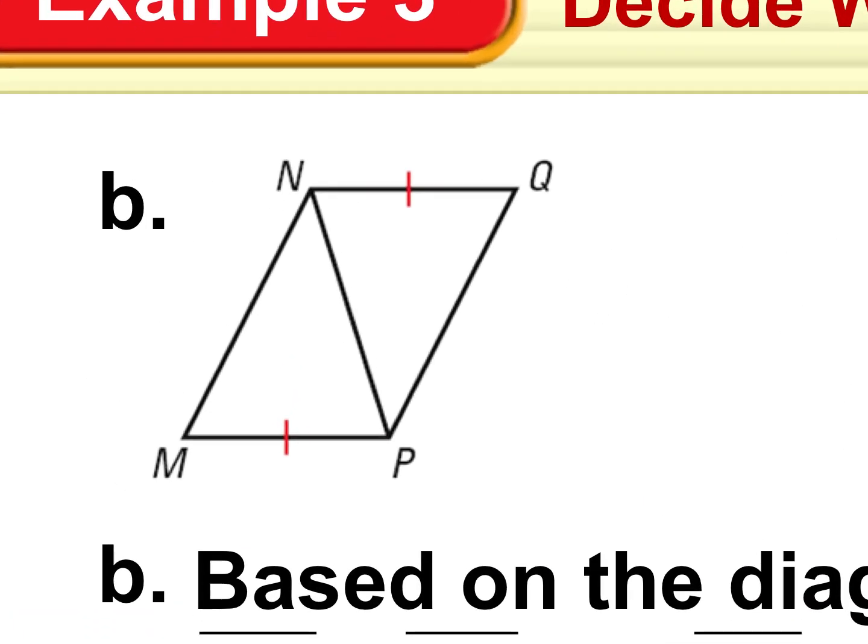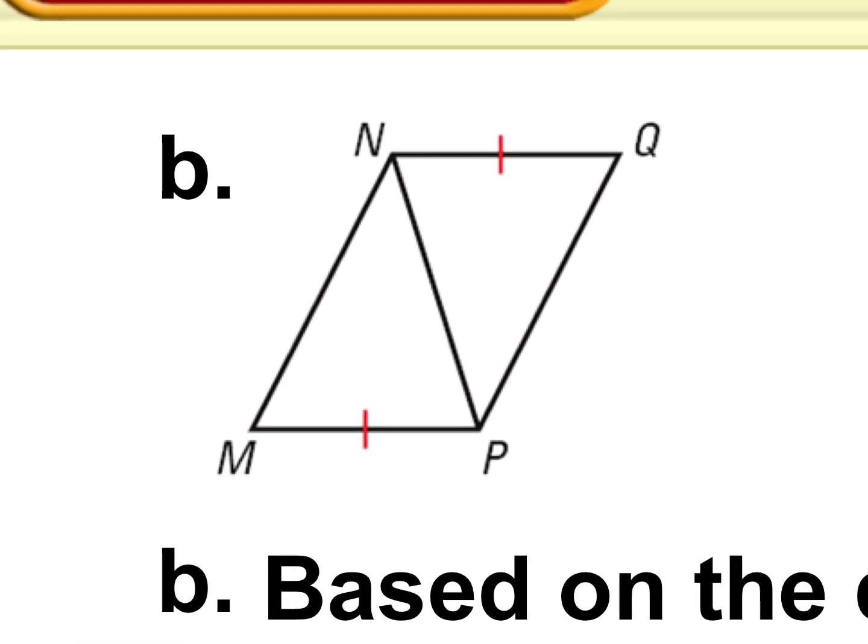Looking at B, again, what's something we can assume here? The middle line connecting them is the same. Okay? So now look up here at our options. We have two sides. What can we assume now? Angles. We need to put an angle in there, right? We need side, angle, side. What angle would that be? P and N. Good. So it would be side, angle, side.